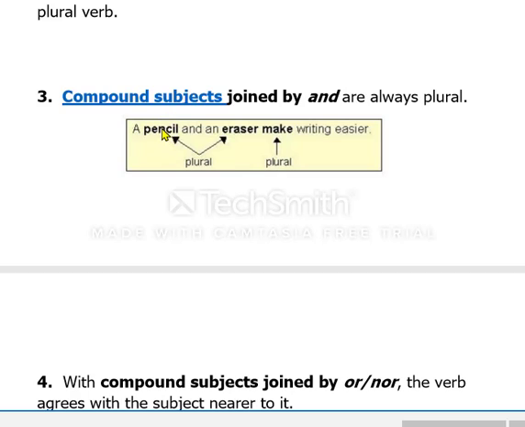Now come towards the fourth rule. With compound subjects joined by or, nor, the verb agrees with the subject nearer to it. Neither the director nor the actors are following the lines closely. Here the director is singular, nor the actors are following the lines closely.